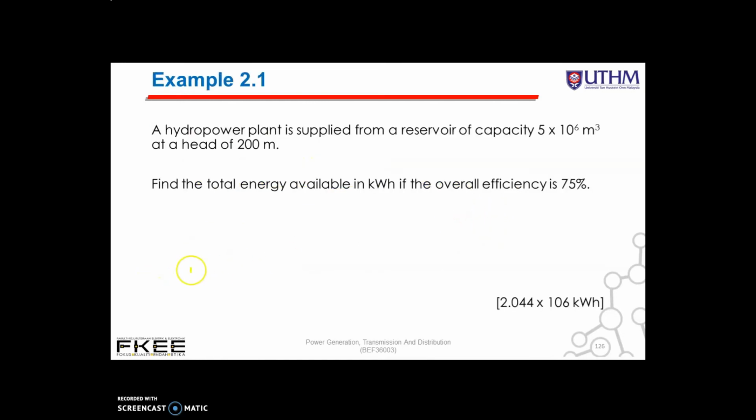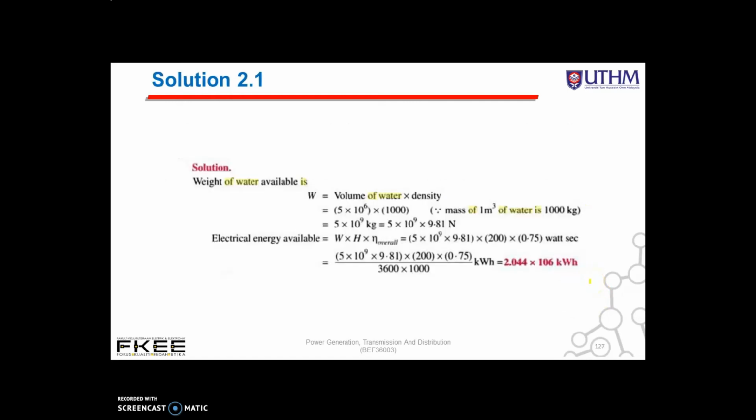Let's look at example 2.1. A hydropower plant is supplied from a reservoir of capacity 5 times 10 to the power of 6 cubic meters at a head of 200 meters. Find the total energy available in kilowatt hours if the overall efficiency is 75%. The answer is 2.044 times 10 to the power of 6 kilowatt hours. Now let's look at the solution.